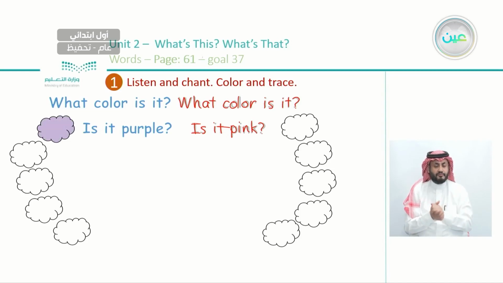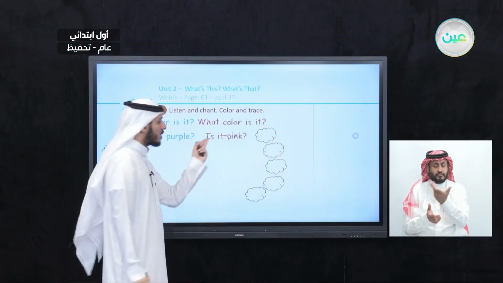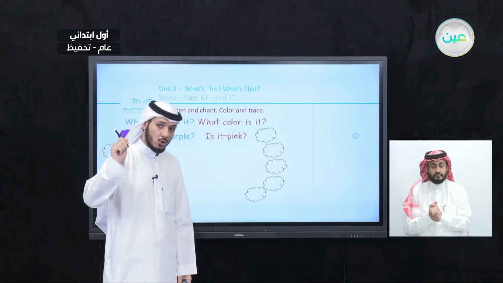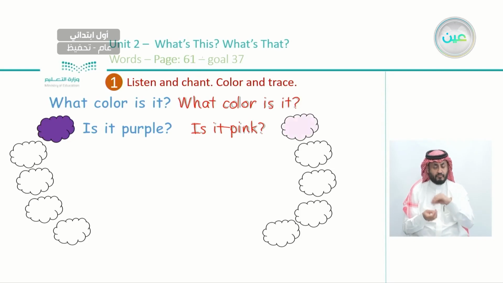Yes, excellent. So you can what? Color this shape, okay? So color it with purple. Okay, here, is it pink? Okay, what does it mean, pink? Yes, you can take your pencil, okay, and color it with pink. And this is the pink, perfect.